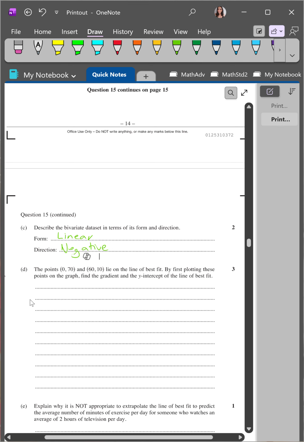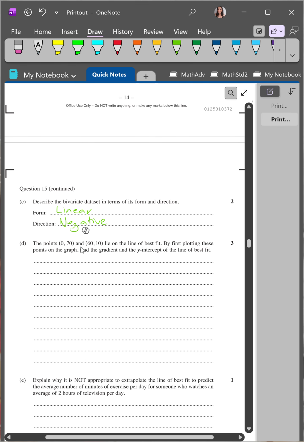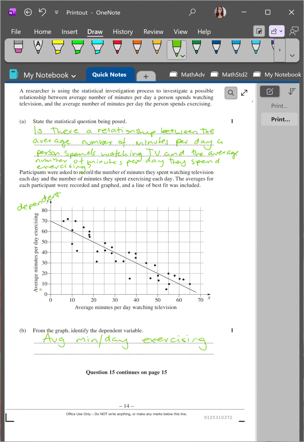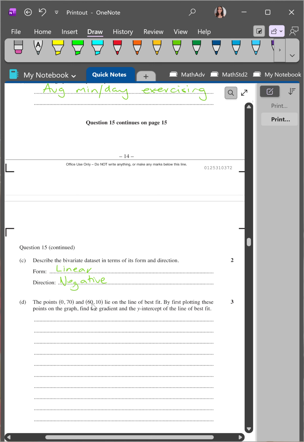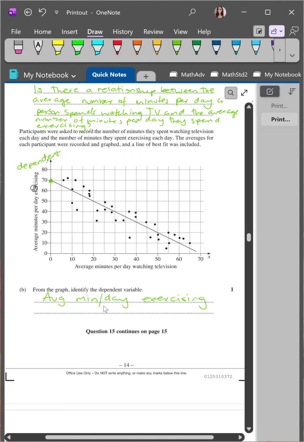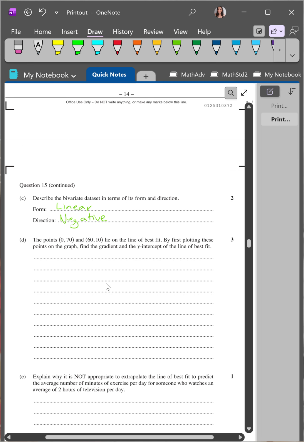Okay, and then for part D, it says the points (0, 70) and (60, 10) lie on the line of best fit. By first plotting these points on the graph, find the gradient and the y-intercept of the line of best fit. So let's plot it. (0, 70) first. 0 is your x value, 70 is your y value, so that lies here. And then (60, 10). 60 is our x value and 10 is our y value, so this lies here. Okay, so we plot these points.